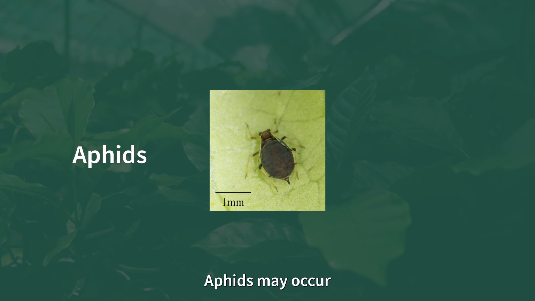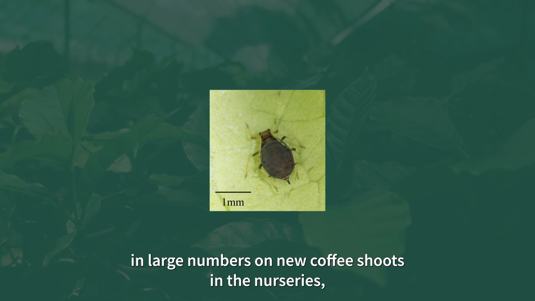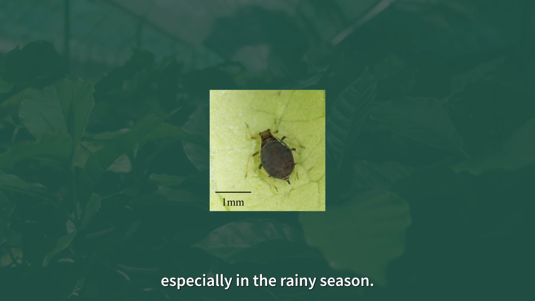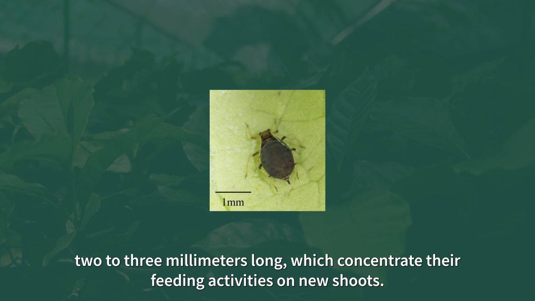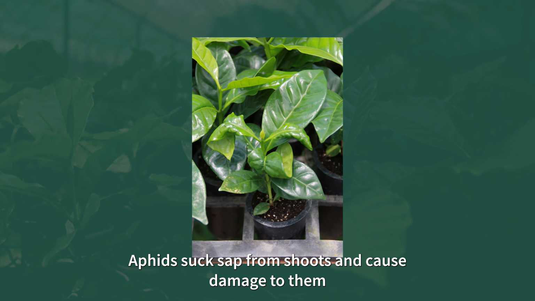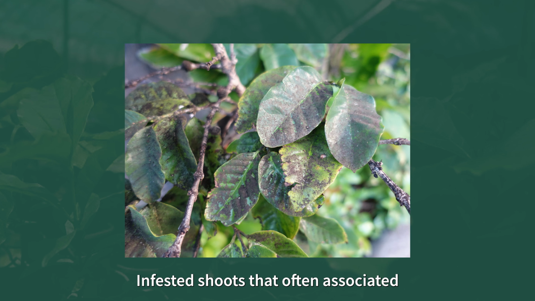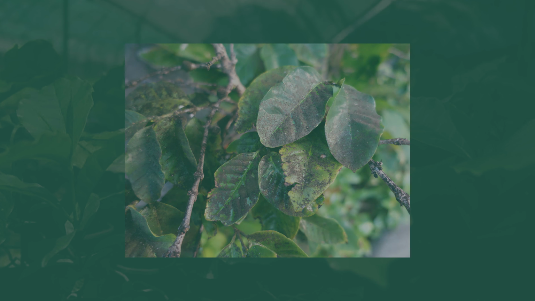Aphids may occur in large numbers on new coffee shoots in the nurseries, especially in the rainy season. They occur in large numbers of small black insects, 2 to 3 millimeters long, which concentrate their feeding activities on new shoots. Aphids suck sap from shoots and cause damage to them. Infested shoots are often associated with black sooty mold.